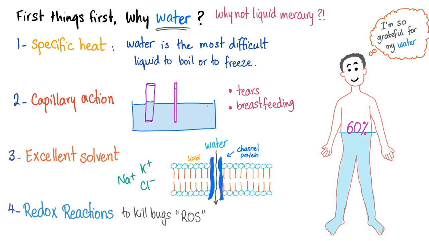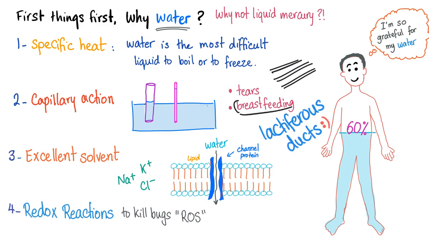How does your body use capillary action? Tears. When you drain tears through the lacrimal ducts, it's capillary action. Breastfeeding, how the baby suckles the breast of his mommy, it's through capillary action, milk flowing through the ducts of lactation. I forgot their name.